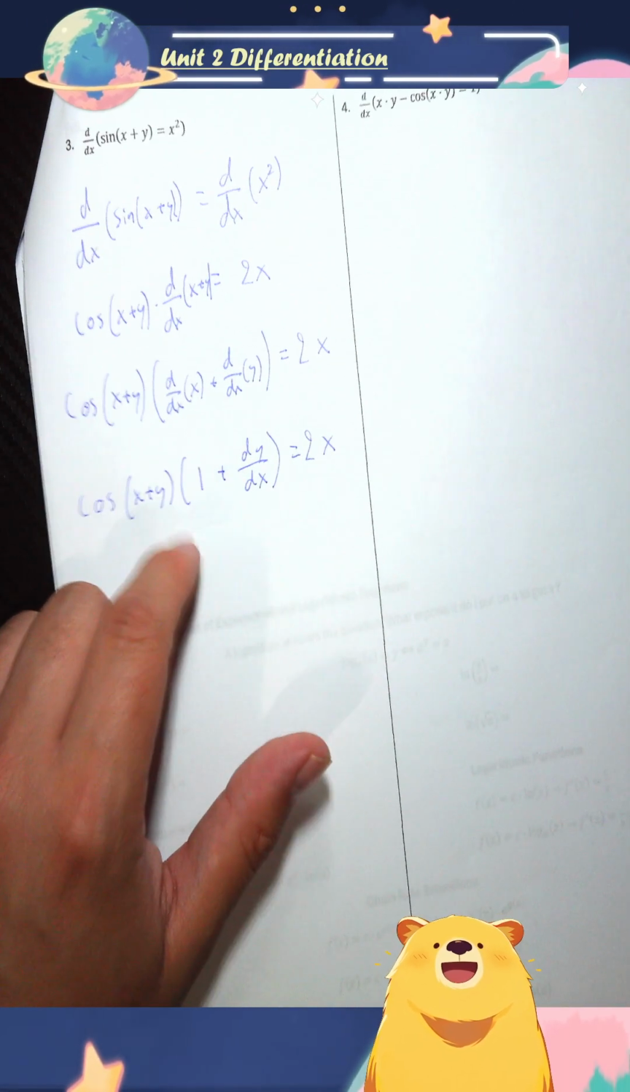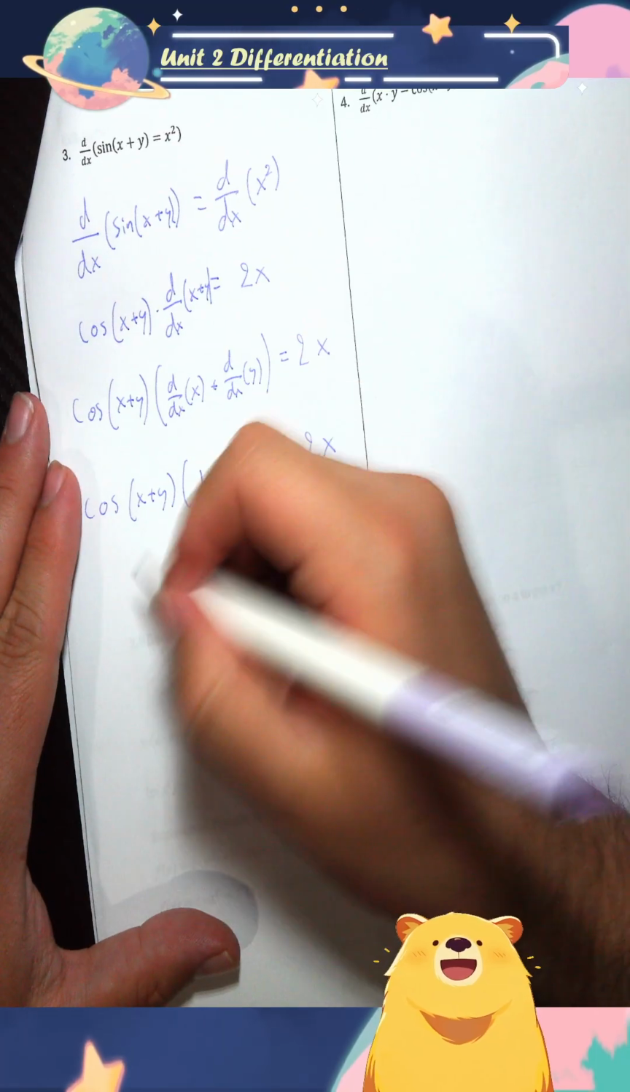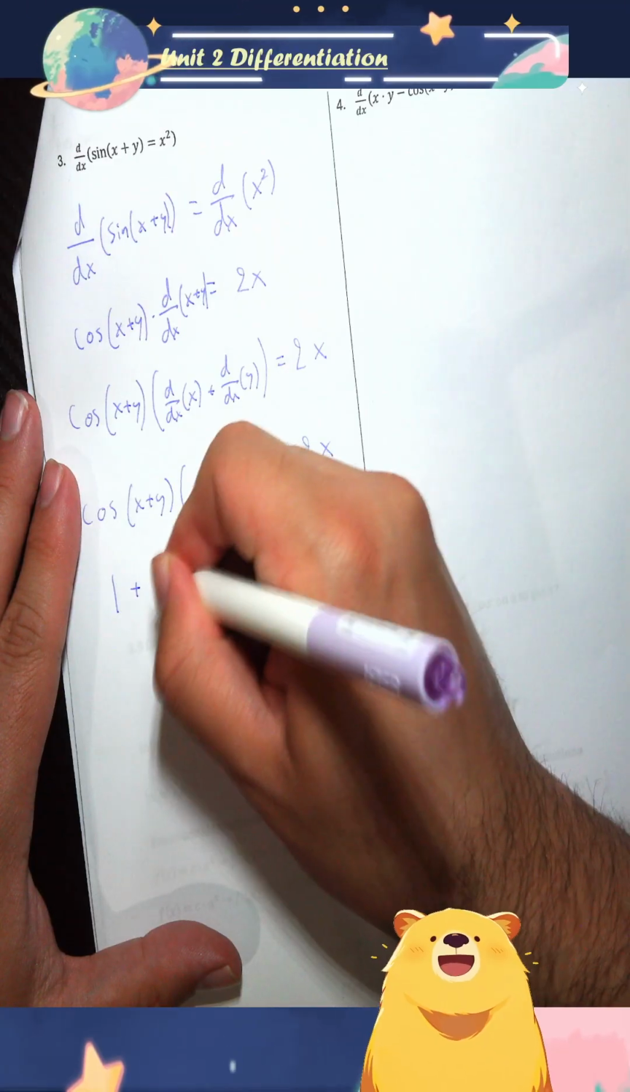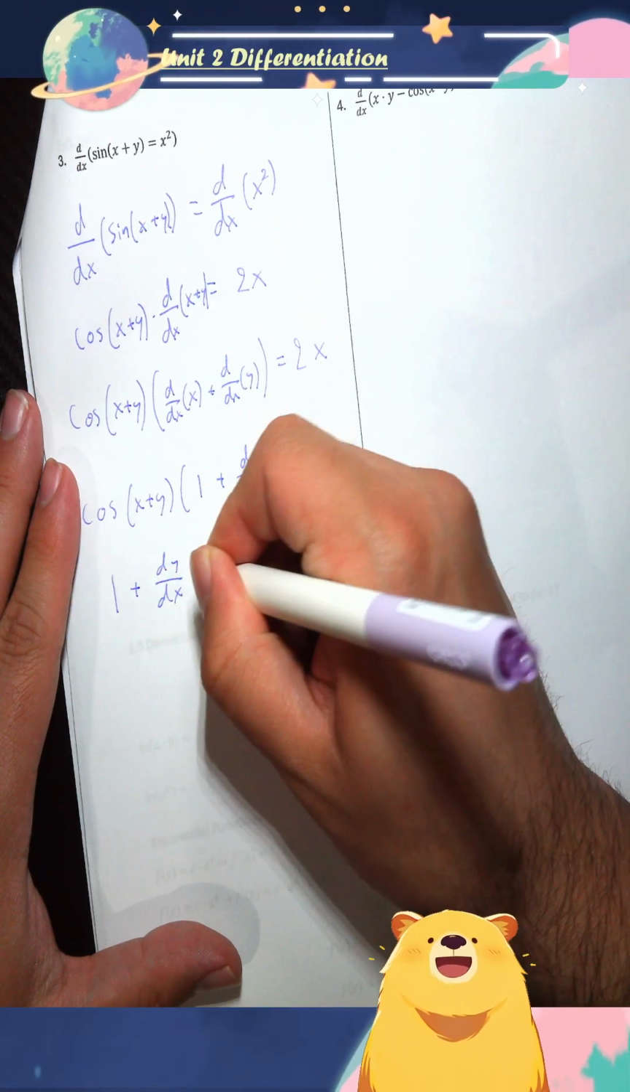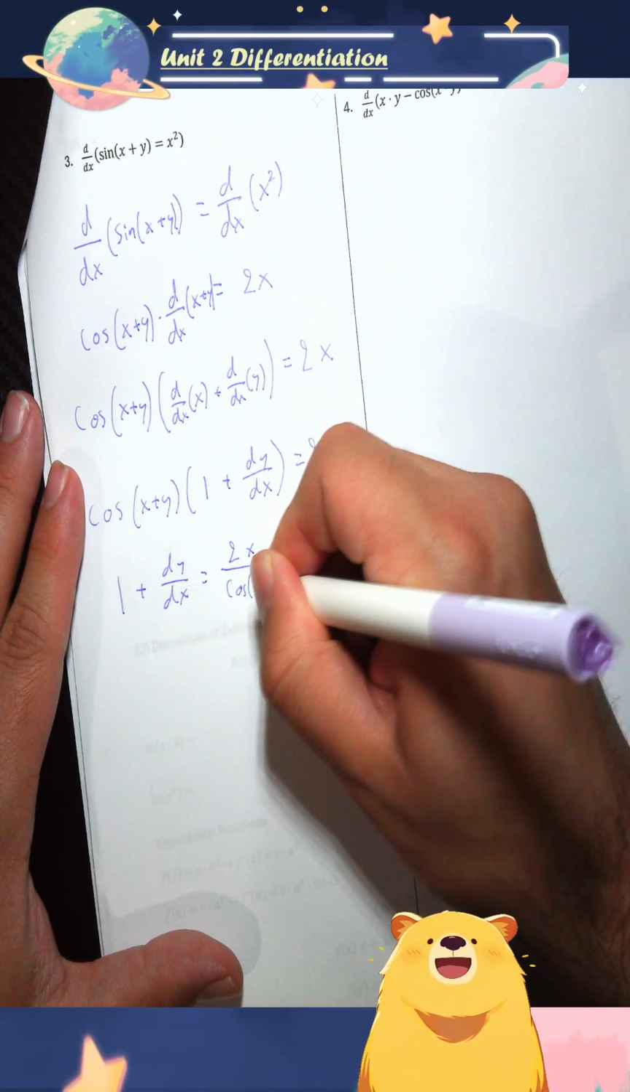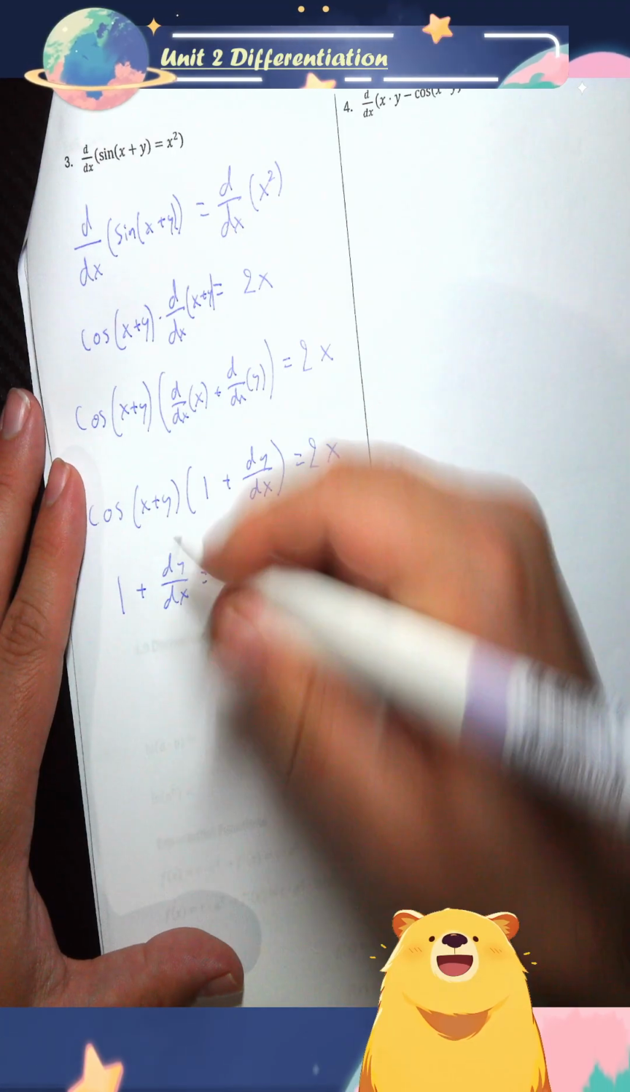And then we solve for this guy. So let's go ahead and divide both sides by cosine. 1 plus dy over dx is equal to 2x over cosine of x plus y, and then minus the 1.